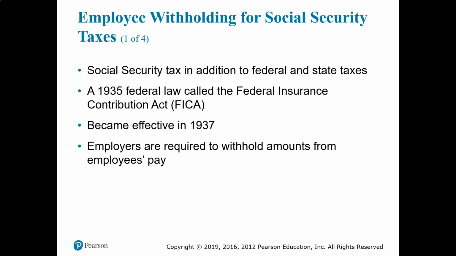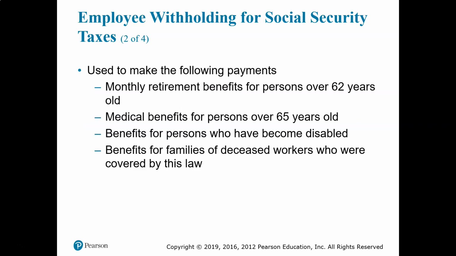Okay, for Social Security taxes, it's a tax in addition to federal and state taxes. A 1935 federal law called the Federal Insurance Contribution Act became effective in 1937. Employers are required to withhold amounts from employees' pay. Used to make the following payments: monthly retirement benefits for persons over 62 years old, medical benefits for persons over 65, benefits for persons who have become disabled, benefits for families of deceased workers who are covered by this law.